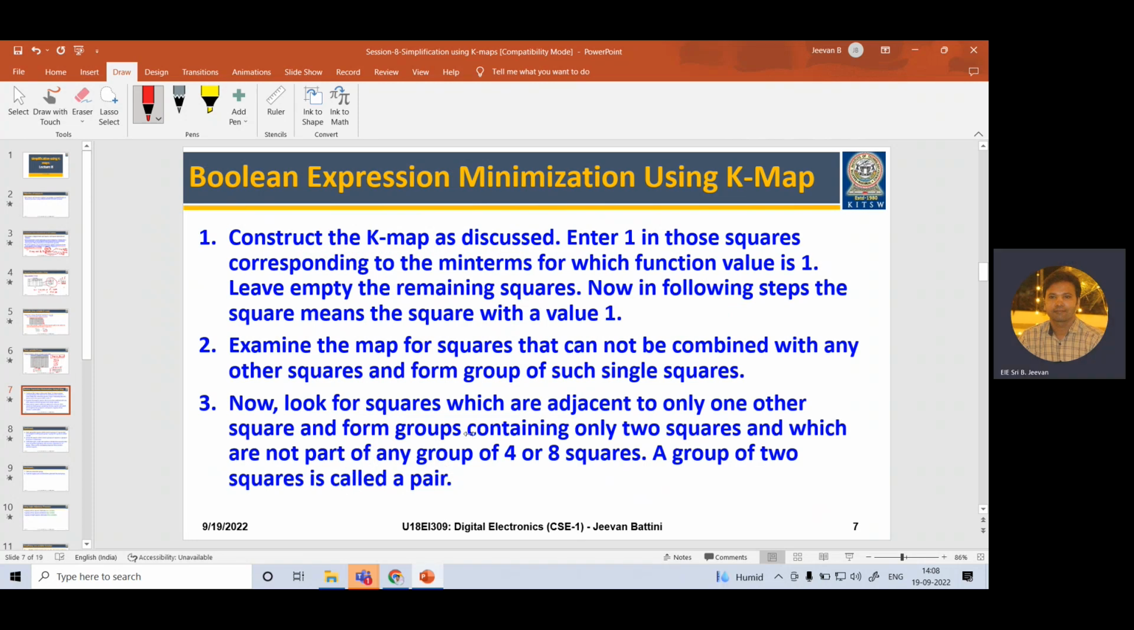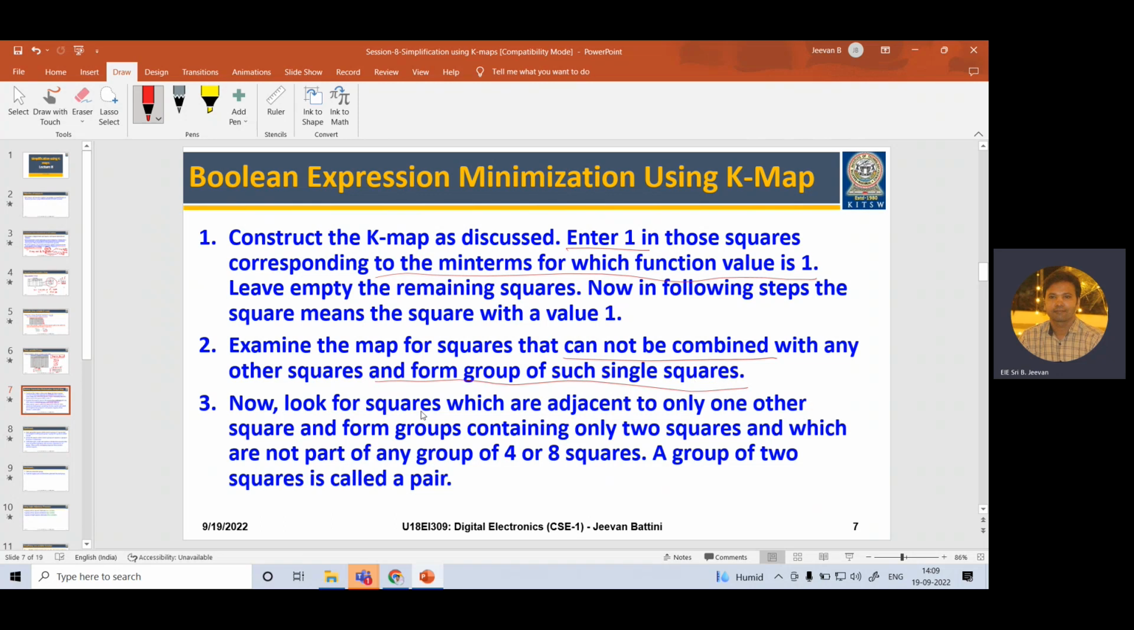So next is minimization in the K-map. How do we minimize the K-map? First, construct the K-map, enter the ones in those squares corresponding to the min terms for which the function value is logic 1. The remaining will be empty. Now examine the map for squares that cannot be combined, that means the ones which cannot be combined with any other squares, right? And form a group of such single squares.